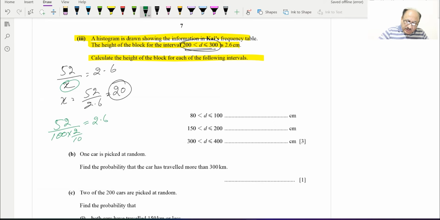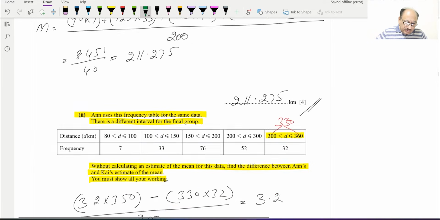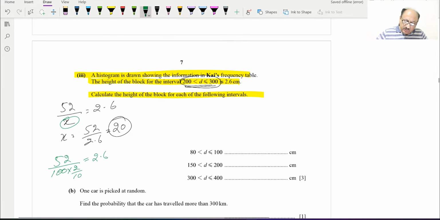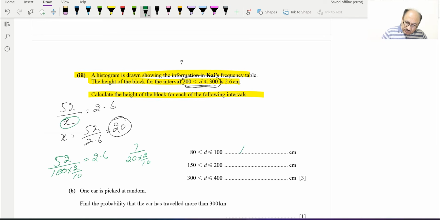So if we check for 80 to 100, what is the frequency? 80 to 100 frequency is 7. So 7 divided by, the class width is 20, so 20 into 2 over 10. So this will be 7 divided by 4. So 7 divided by 4 is equal to 1.75.